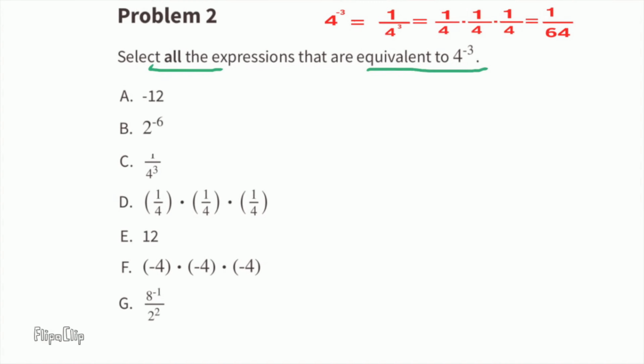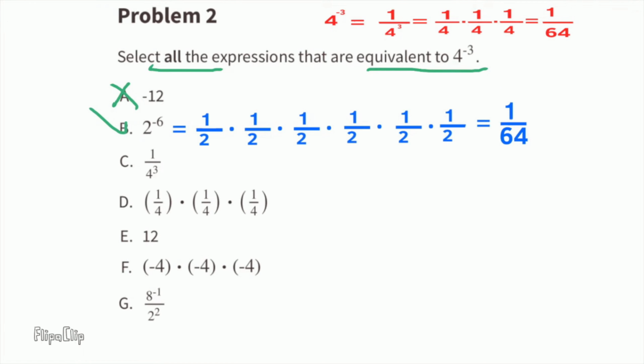Let's take a look at expression A. Expression A is negative 12, and since negative 12 is not equal to 1 over 64, I will not select expression A. Let's look at expression B, 2 to the power of negative 6. We can rewrite this with a positive exponent. That would be 1 over 2 to the power of 6, or 2 times 2 times 2 times 2 times 2 times 2, which equals 64. So the value for expression B is equal to 1 over 64, so I would choose expression B.